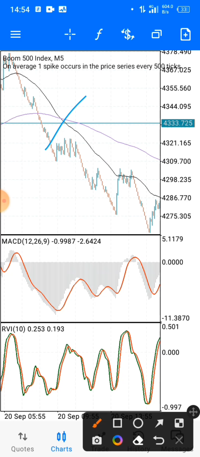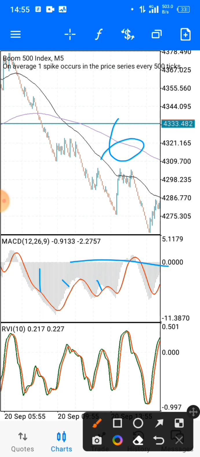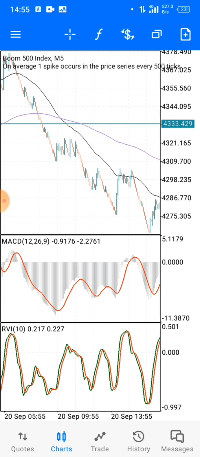That's the first condition. And then the second condition is that the MACD histogram is below the zero level. That's the second condition. But we are mainly only going to be using the EMAs. This is just a further confirmation of the trend. So after that, we are going to be looking at the RVI.